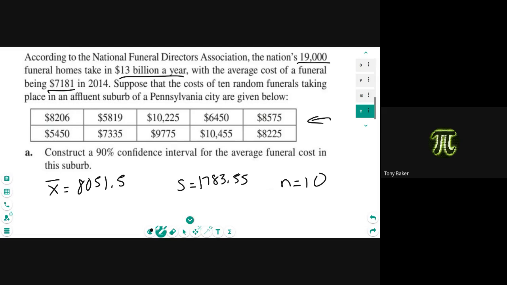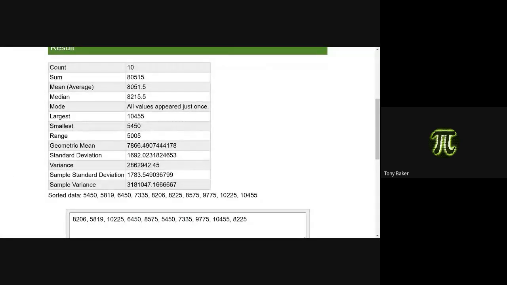And this calculator is going to give you two standard deviations. Which one do I need? It's going to give you your regular standard deviation, and it's going to give you your sample standard deviation. This is a sample. This is not a population. So we need to use the sample standard deviation. Okay. So 1783.55 is my sample standard deviation.